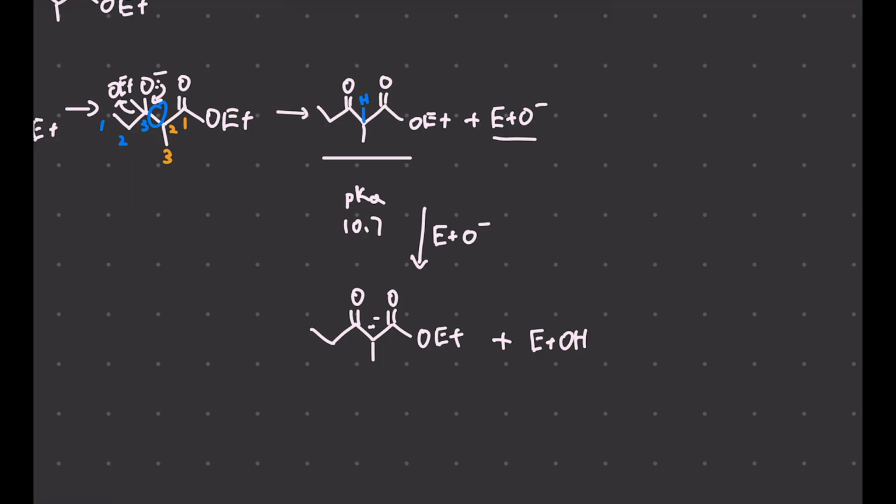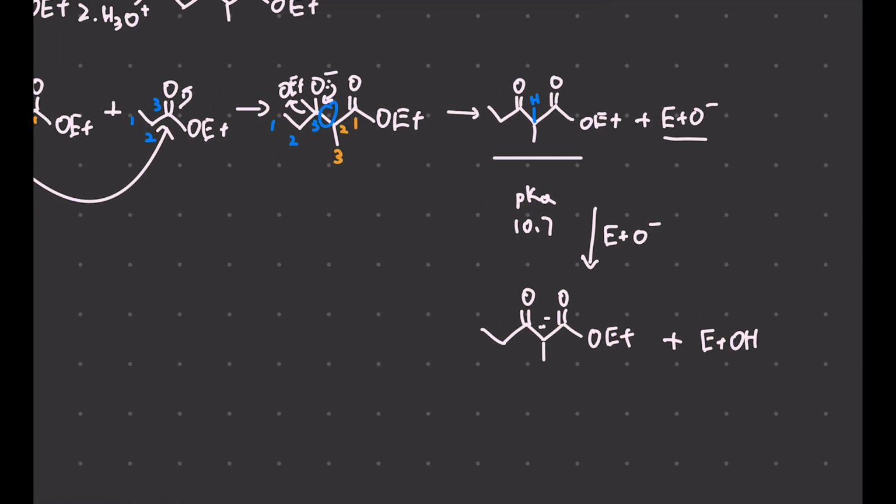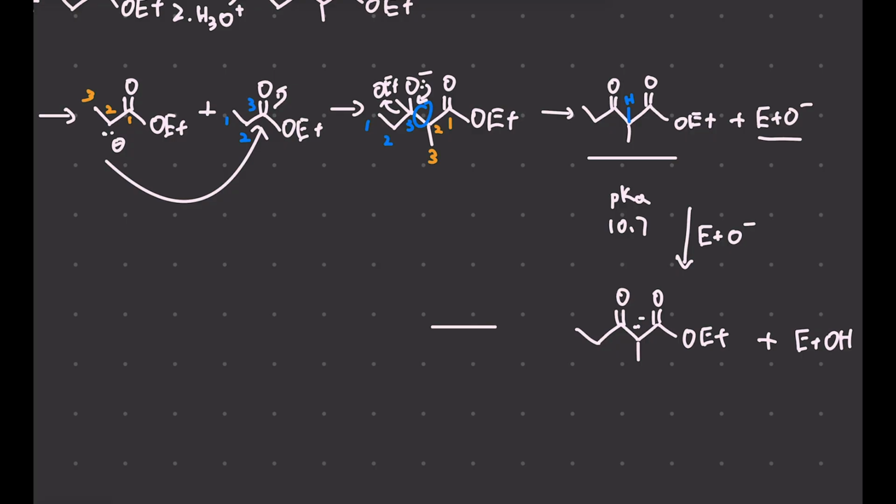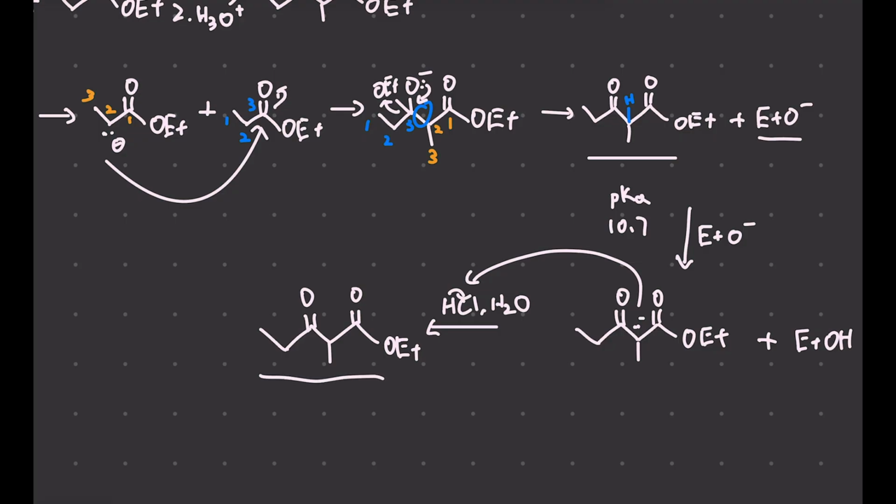And so in order to get our product, then we have to do the last step and acidify the solution, acidify the reaction. We can use a weak acid such as HCl in water, and that will simply give us our proton back. And we will end up with a beta keto ester.